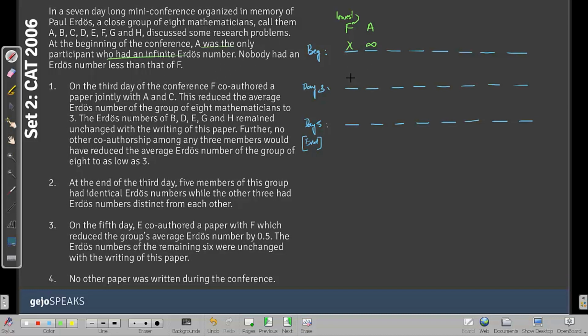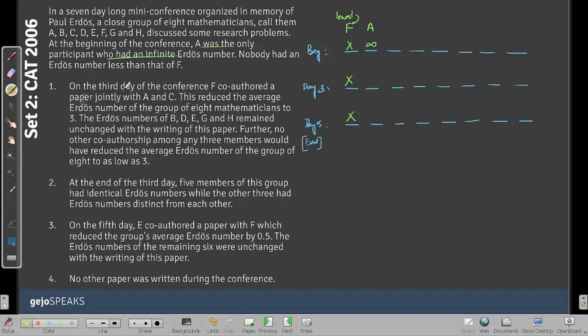What you realize is that F is not going to change at all throughout the course of the 5 days, because F is the lowest. So for the F value to change, he has to do a research paper with someone else who has got a lower value than F, which is impossible. The F value is not going to change.